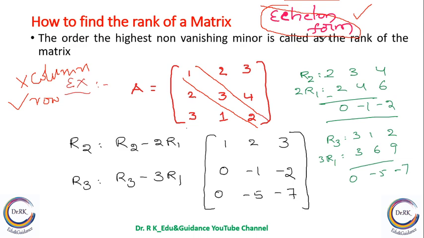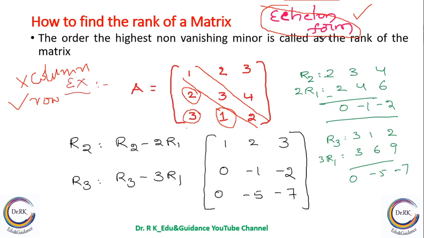By using row operations only, we have to try to make all the elements below the principal diagonal elements zeros. Once we are able to get the echelon form, then the number of non-zero rows is called the rank of a matrix. We'll see it with this example. Now, consider this matrix.